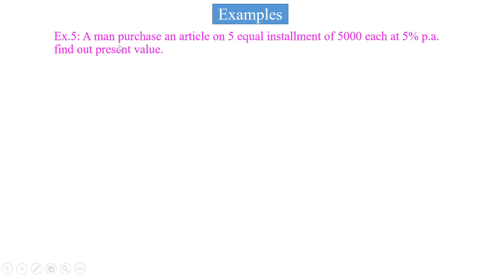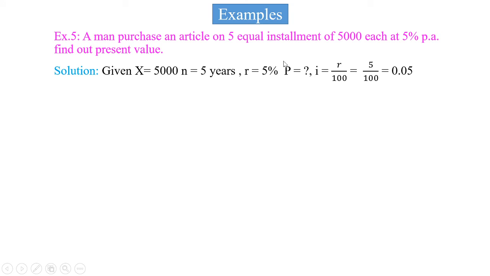Example number 5. A man purchased an article on 5 equal installments of rupees 5,000 each at 5% per annum. Find out the present value. Solution. Given X = 5,000, the number of equal installments, amount 5,000, so X = 5,000, n = 5 years, r = 5% per annum. We have to find P. I is the rate of interest per rupee per period, so I = r/100 = 5/100 = 0.05.